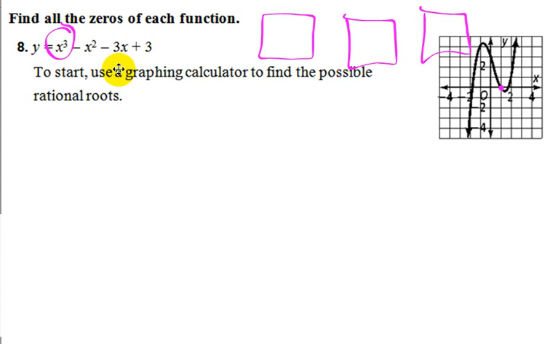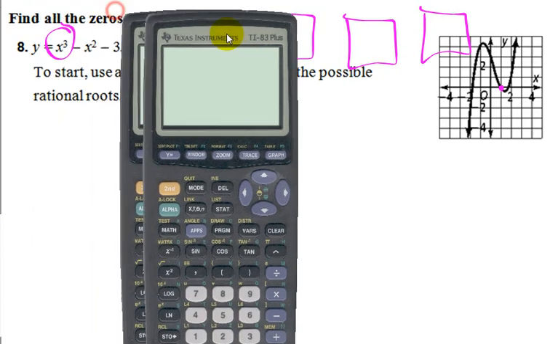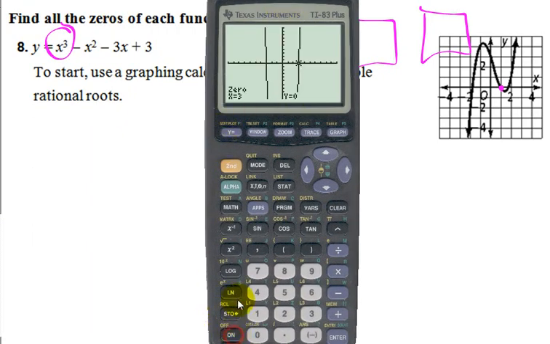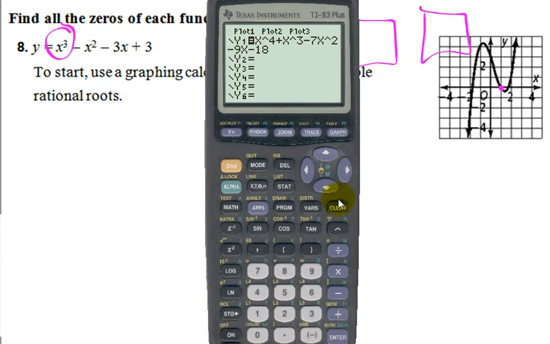So we're going to use only the whole numbers. So it looks like it's at 1. But plug it into your calculator and check it out. So let's do that. Go back to y equals, and just hit clear. You don't have to clear the whole RAM. Just clear your y equals. And now type in x cubed minus x squared minus 3x plus 3. Press enter and graph.